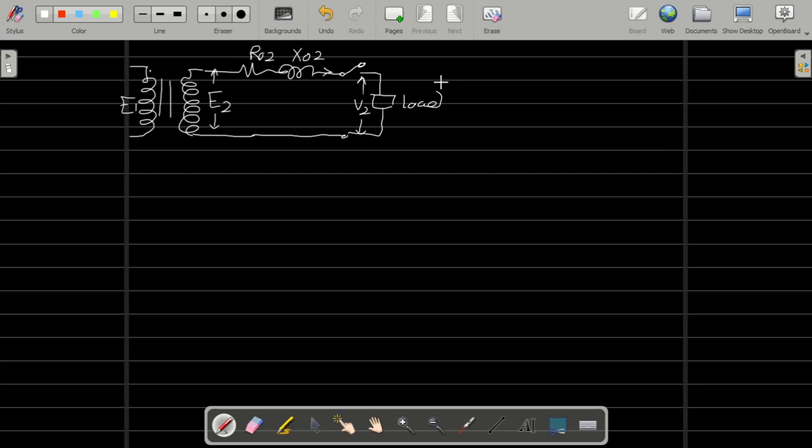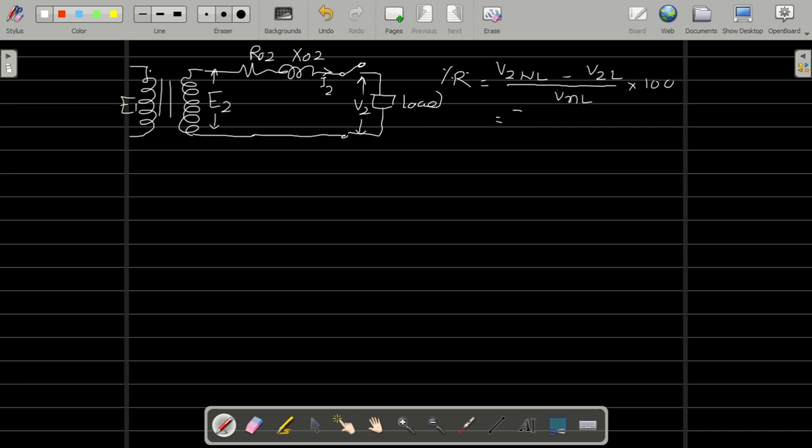So what is the voltage regulation? It is the secondary terminal voltage V2 at no load minus V2 at load, upon V2 at no load condition, multiplied by 100. It is called percentage regulation. So V2 at no load, how much will I2 be? 0. I2 will be 0 at no load. So if it is 0, how much will the drop be? 0. So V2 and E2 will be the same.